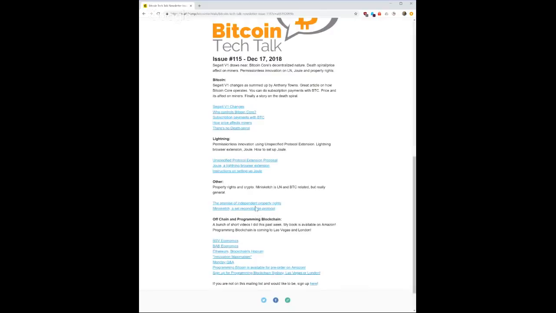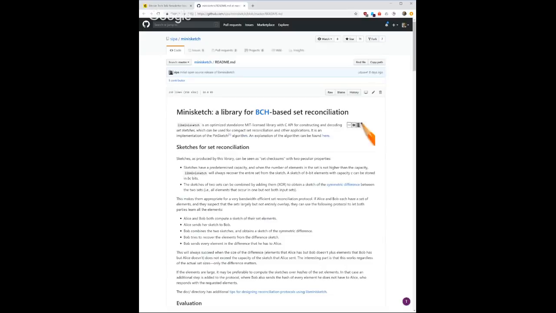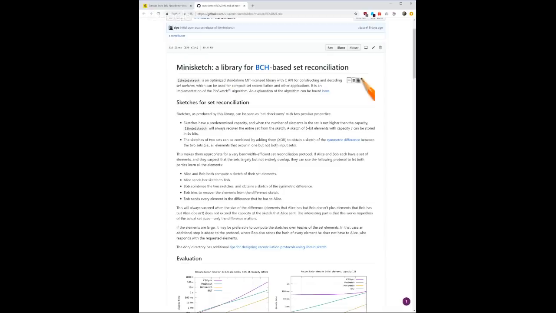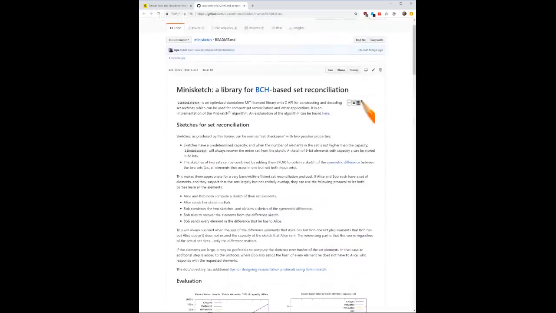All right, and Mini Sketch. This is something that was developed, I think, by Pieter Wuille and Greg Maxwell. It's a library for BCH-based set reconciliation. That's not Bitcoin Cash. It stands for something else. But yeah, it's basically a protocol to reconcile sets.